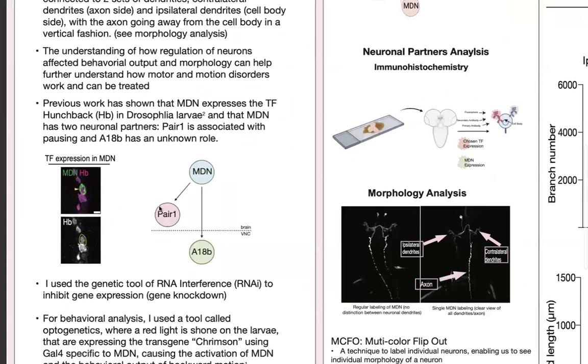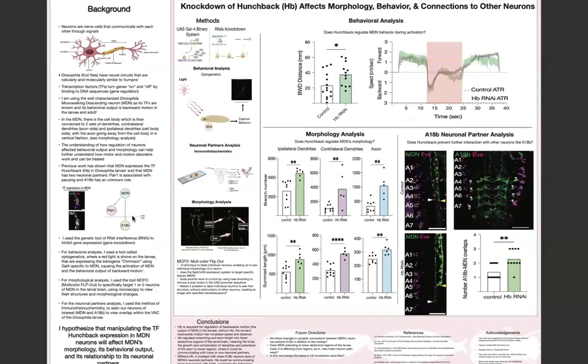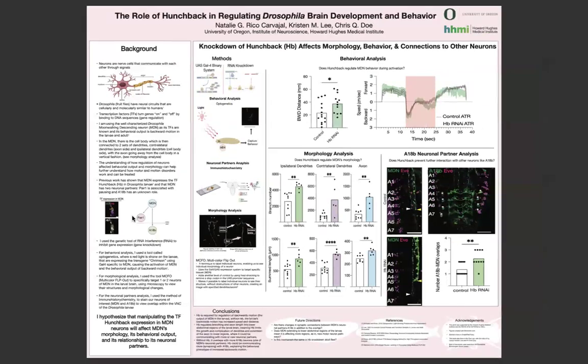Pair 1 is in the brain, and A18B is in the VNC, which is the ventral nerve cord, and this is analogous to a human spinal cord. And then this just shows that hunchback is expressed in MDN. So I wanted to see how hunchback is affecting MDN within the Drosophila larval brain. So to do this, I wanted to take away or knock down hunchback.